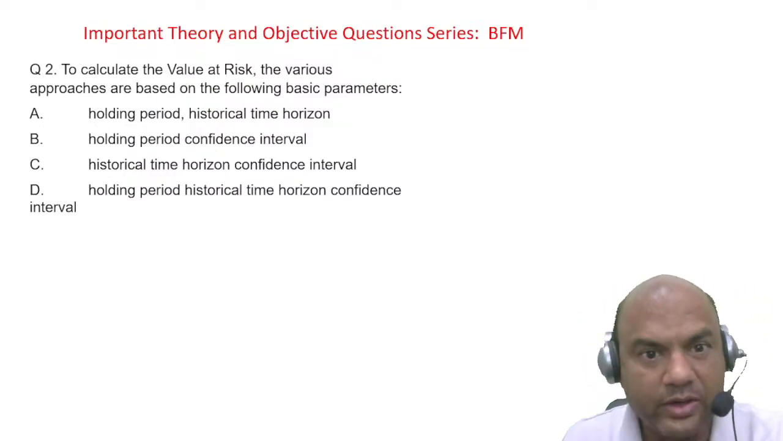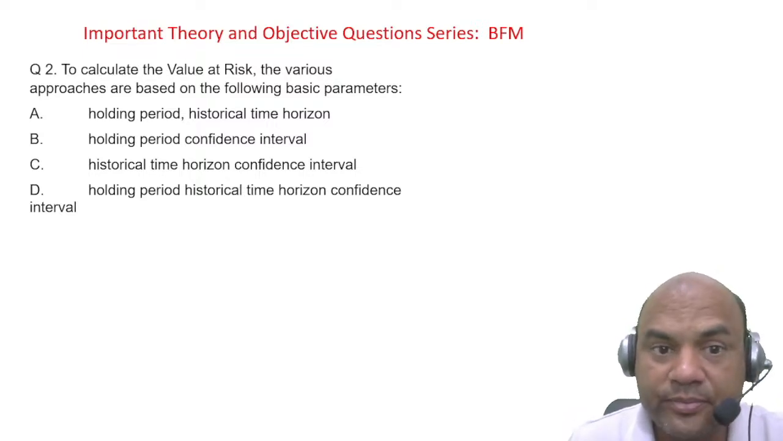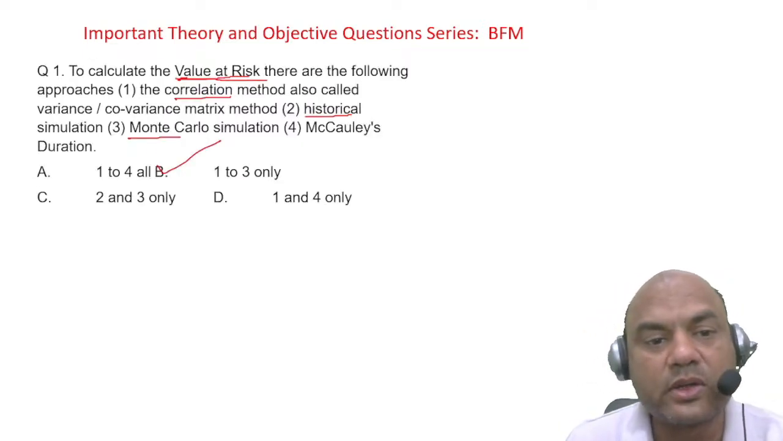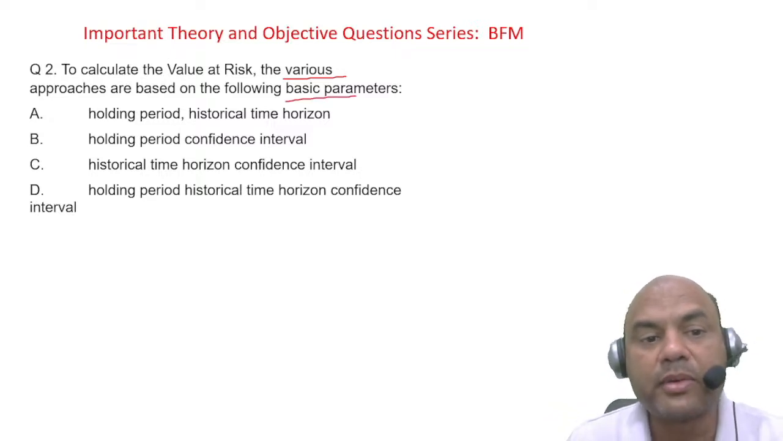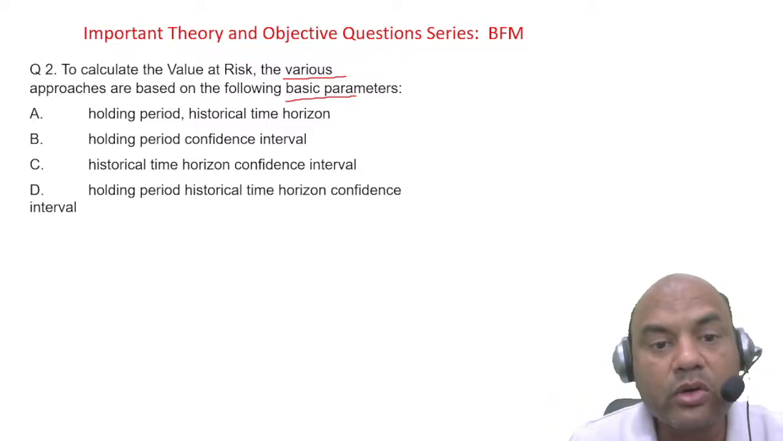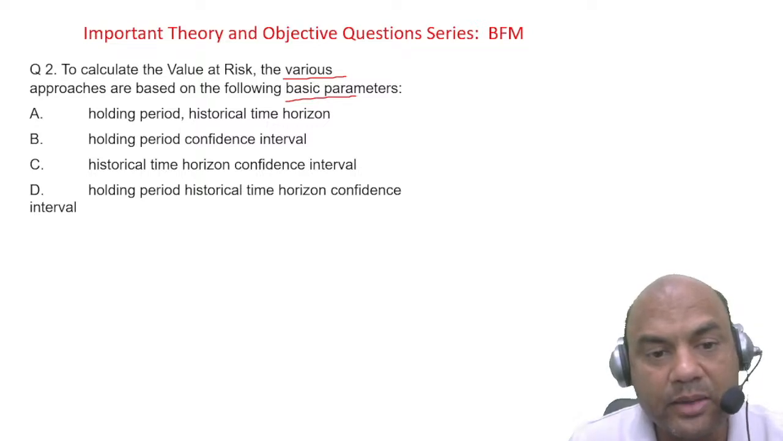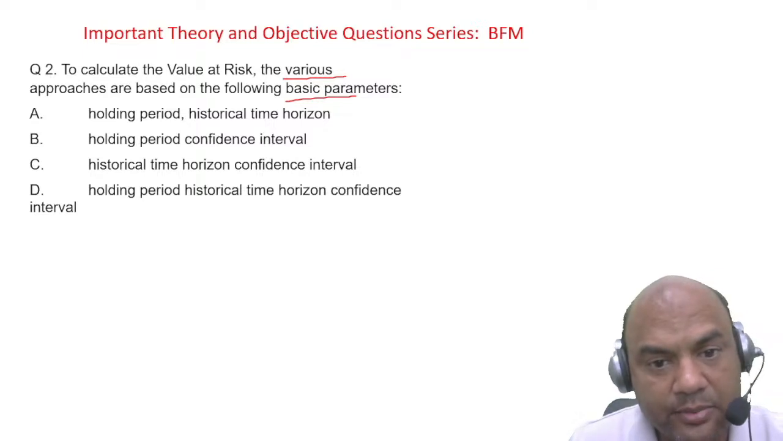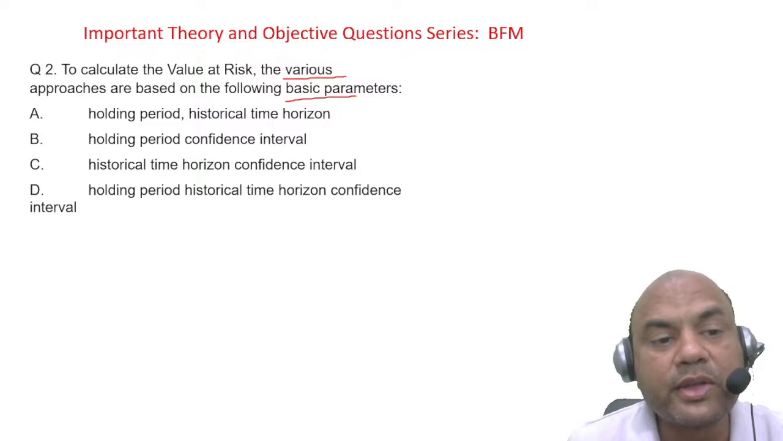To calculate the value at risk, the various approaches are based on the following parameters. Now look at this. Various approaches means what? These are the approaches: correlation, historical, and Monte Carlo. But what are the parameters? Holding period, historical time zone, time horizon, and confidence interval. Holding period, historical time zone, and confidence interval. So all of them. So which of them is the answer?